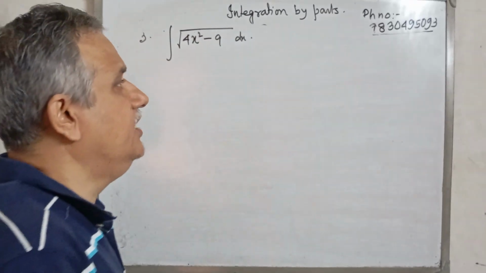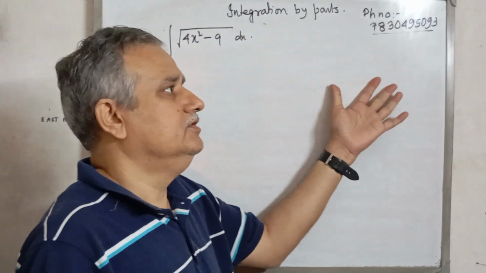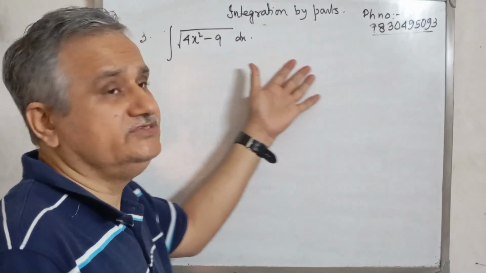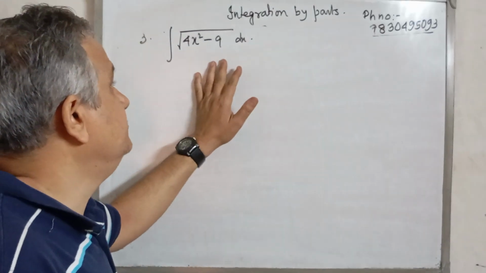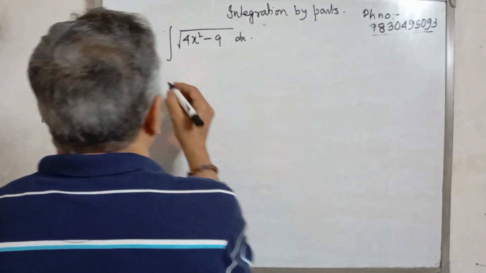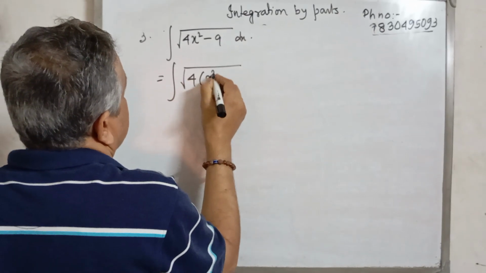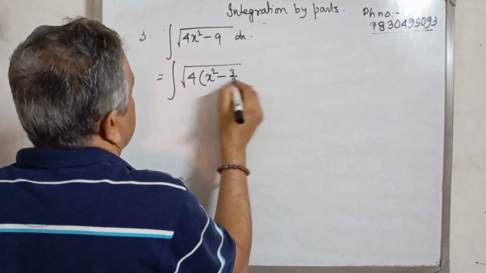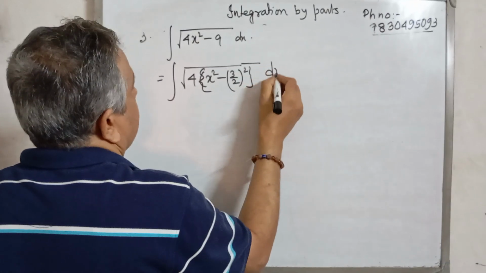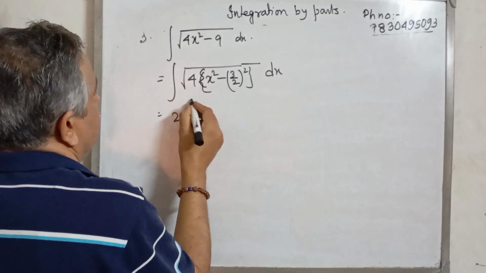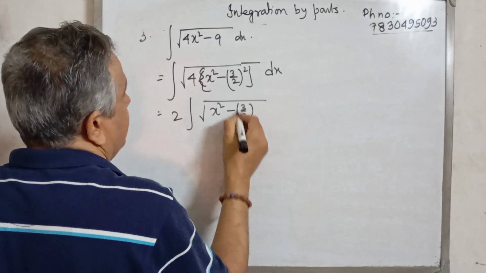I have written 3 formulas in the previous episode. When we started integration by parts, we wrote 3 formulas. Of these, one can be solved just by taking 4 as common. It becomes x square minus 3 by 2 whole square dx. Now 4 becomes 2, and this is the direct formula, root over x square minus a square dx.